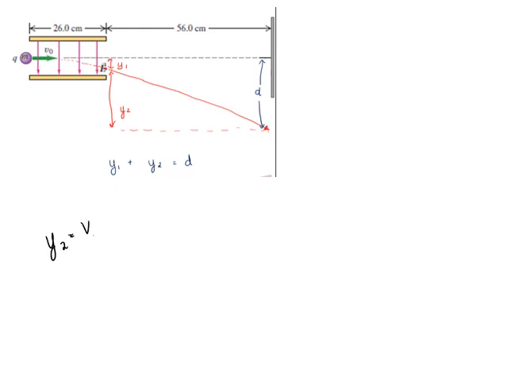y2 equals v0 y2, so our initial component of y velocity when it's in the second region, times t2 plus 1/2 times a2 times t2 squared. Right off the bat, a2 is equal to 0. We're told there's no field outside the capacitor, and we're also told to ignore gravity. That makes this entire term 0.